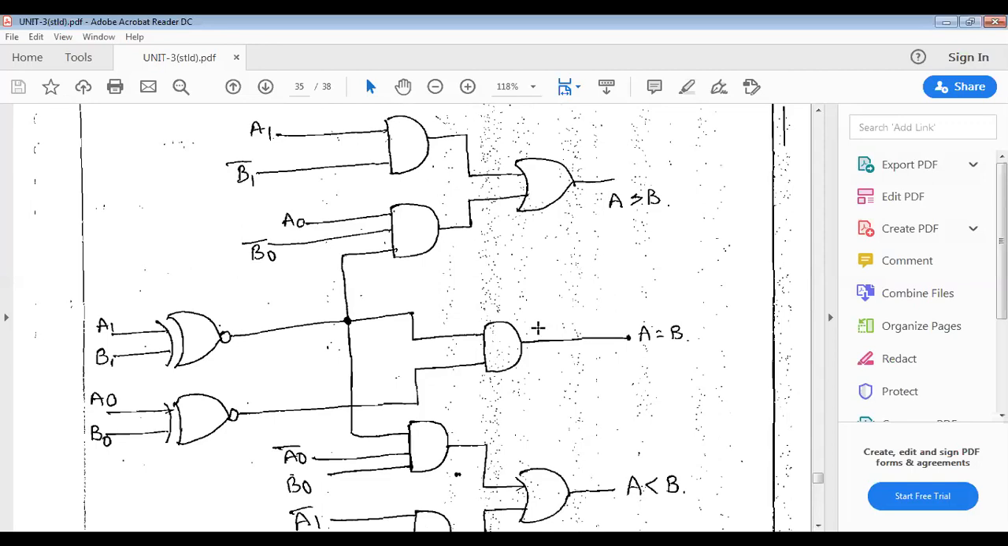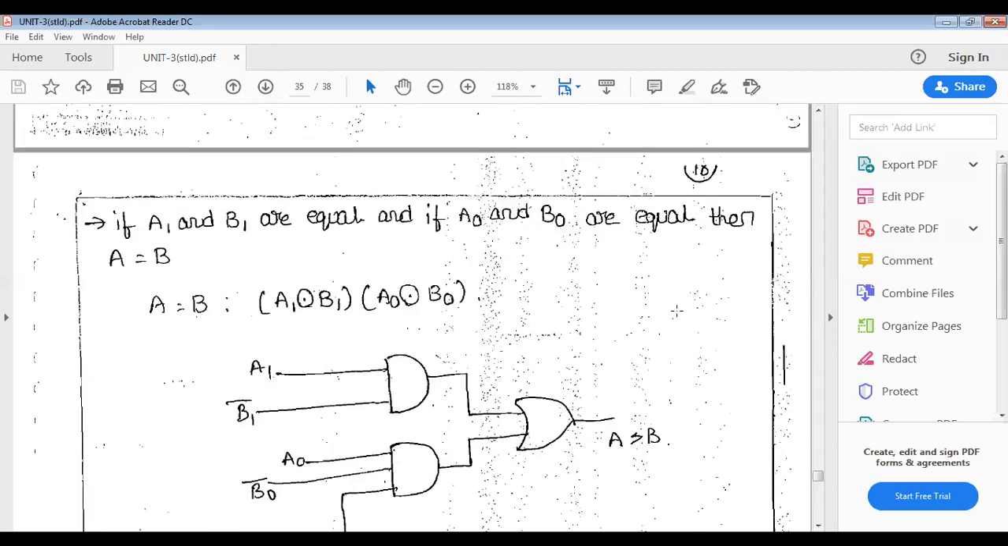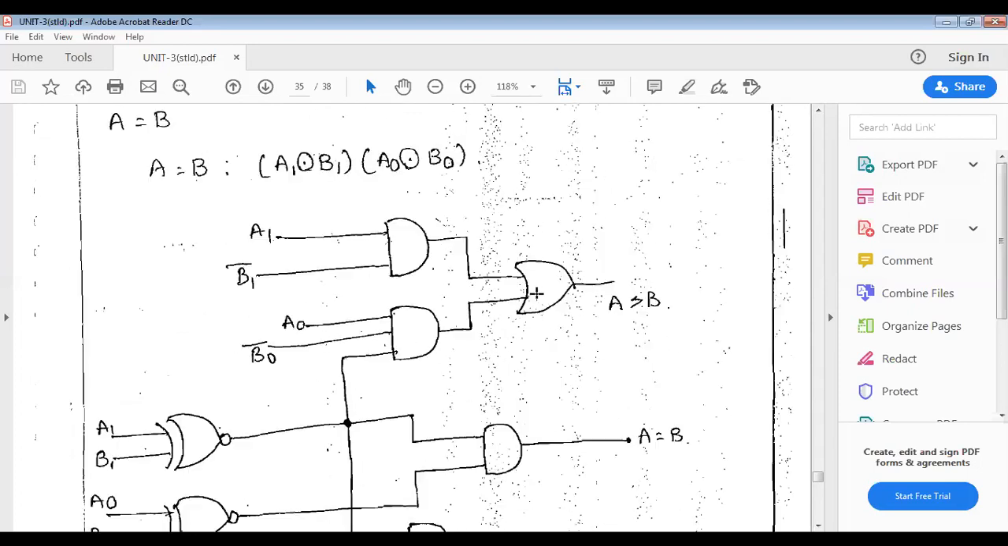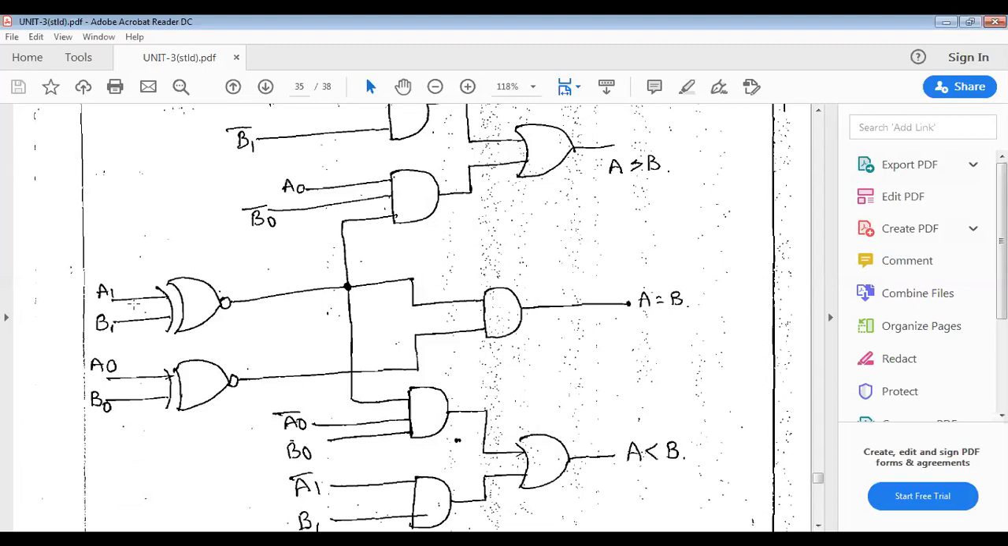Then the equal condition, you can see, is A1 exclusive NOR B1 times A0 exclusive NOR B0. So the outputs of two exclusive NOR gates, taking A1, B1 and A0, B0, are connected to an AND gate because it is a product, to get the output A equal to B.